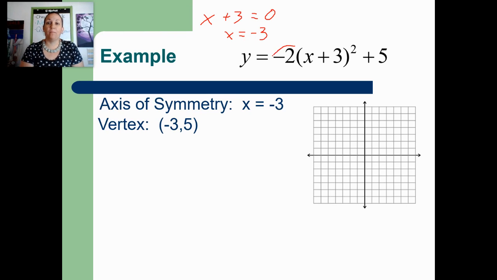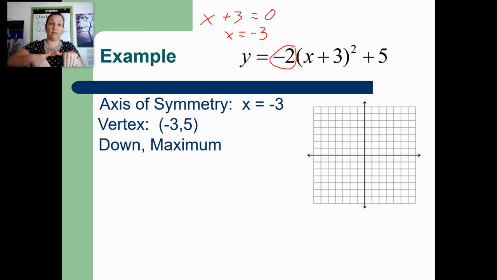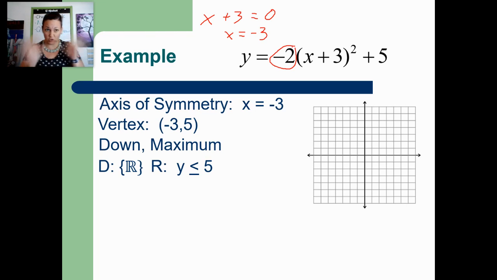In this problem, my A is -2, so this parabola will be opening down with a maximum point. My domain is all real numbers, and my range, since it's opening down, is less than or equal to the number 5 from the vertex. Okay, so look at that. So many answers, and we did it so fast, right?